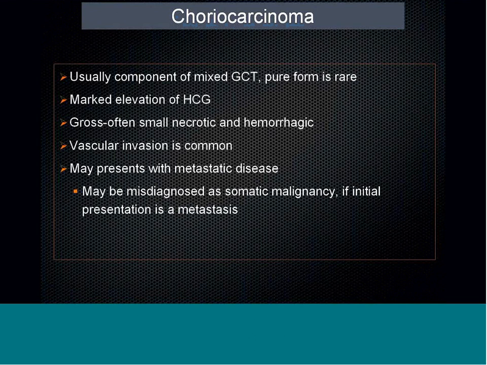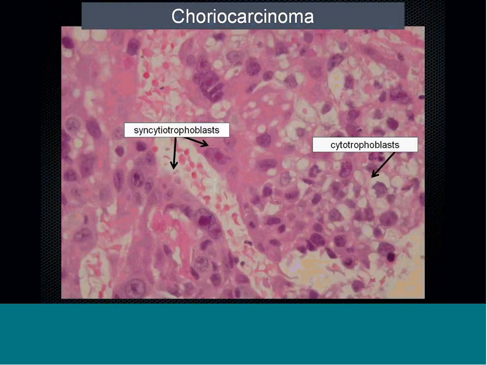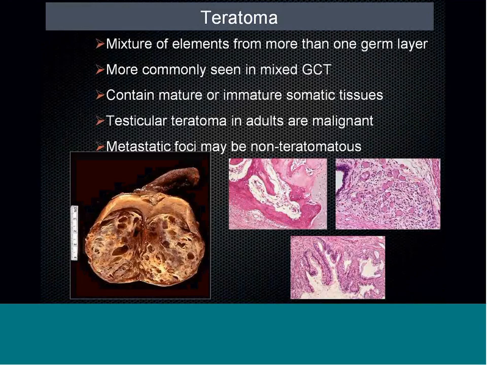And with metastatic disease, it's important to stress that if it's present originally as a metastatic disease, it can be diagnosed as a somatic malignancy if we don't pay attention to the patient's age and the possibility of germ cell tumor. What's important under the microscope is to find these two cell types, both syncytiotrophoblasts and cytotrophoblasts. Again, immunohistochemistry can be helpful to detect those two cell types.